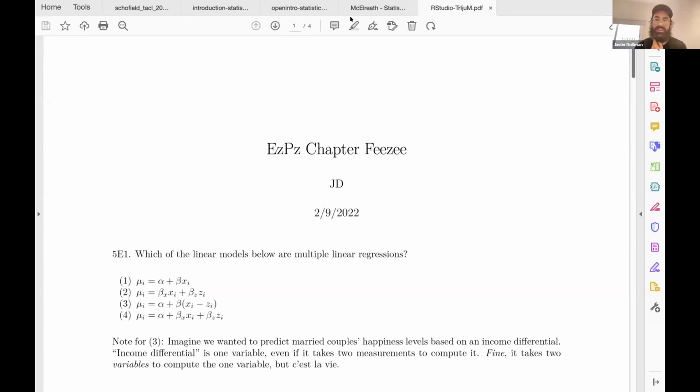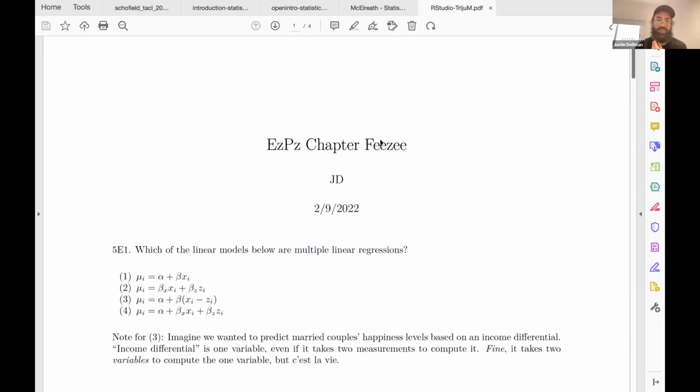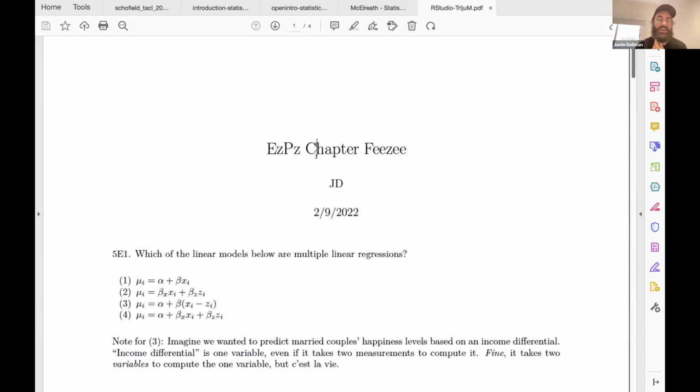All right, so this is easy peasy chapter feasy. That's chapter 5, and it's very common English. Okay, anyway, so let's start.